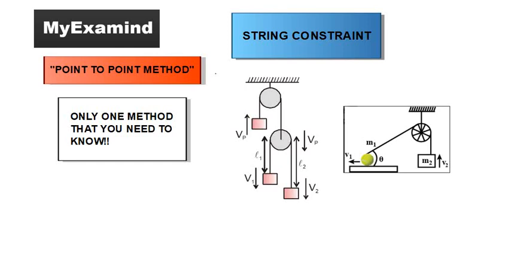In this particular video, we will be talking about string constraint. Now, string constraint is very useful in certain chapters of mechanics like Newton's laws of motion, rotational mechanics, and particularly in simple harmonic motion. Here I will tell you a very simple method, the point-to-point method, by which you can find the relation between the velocities and accelerations of certain blocks.